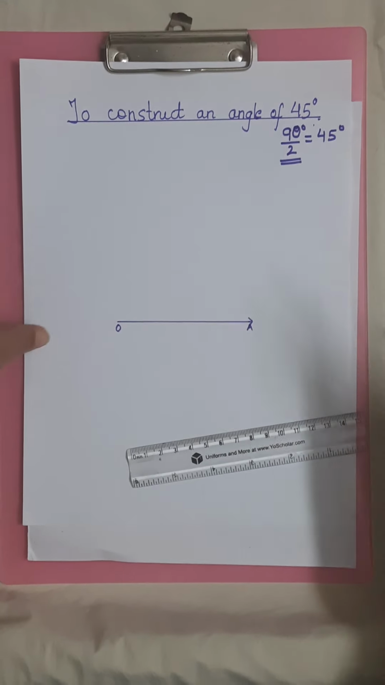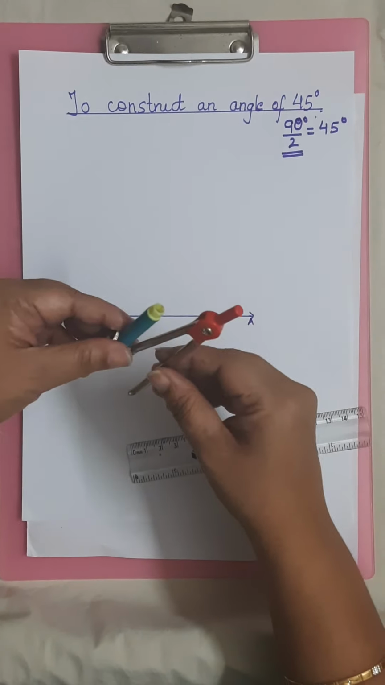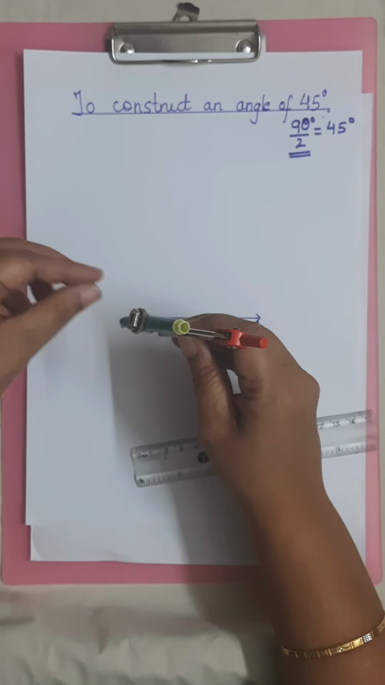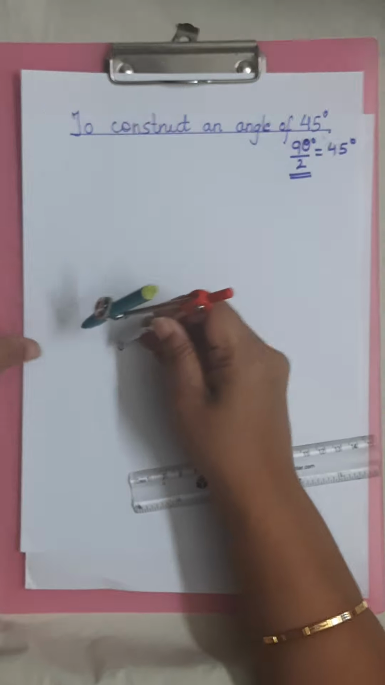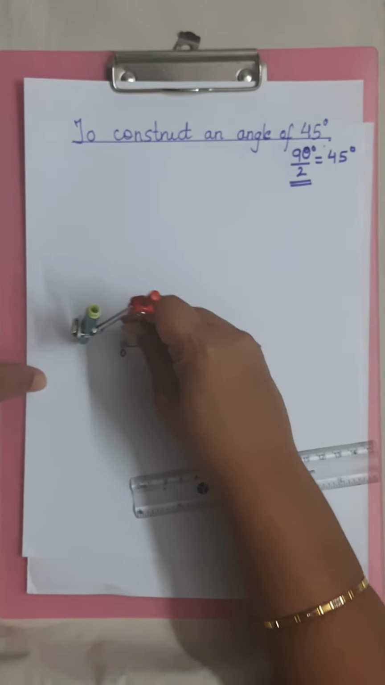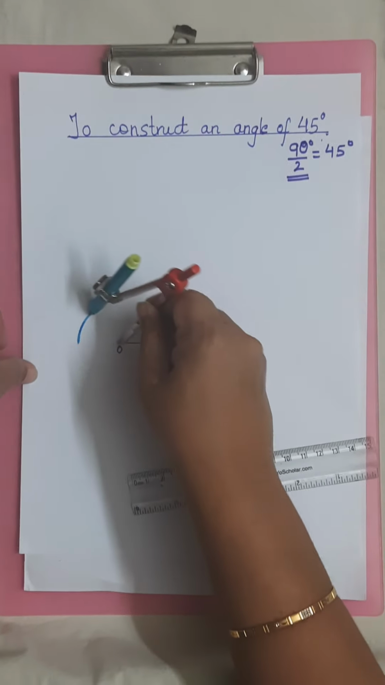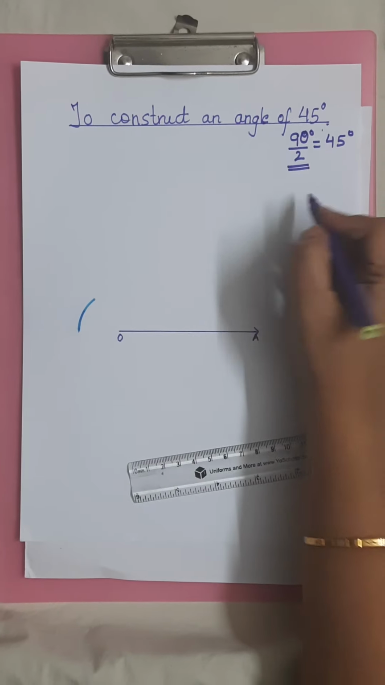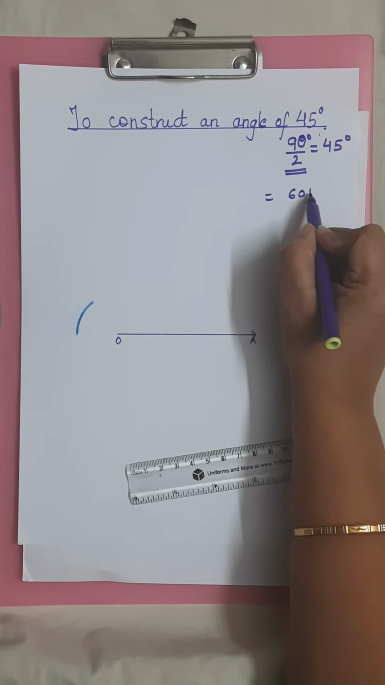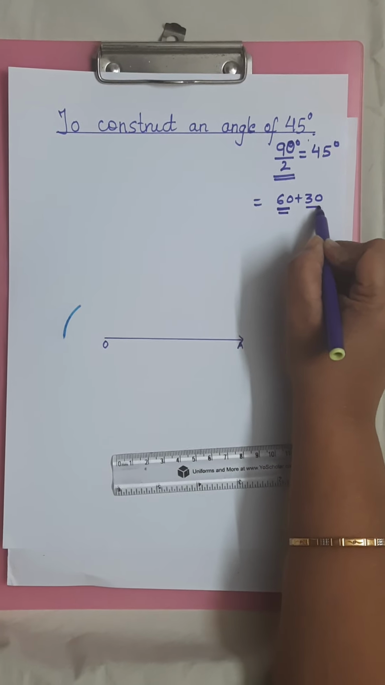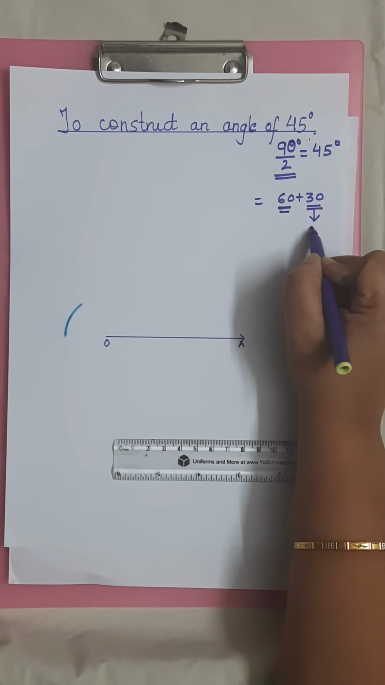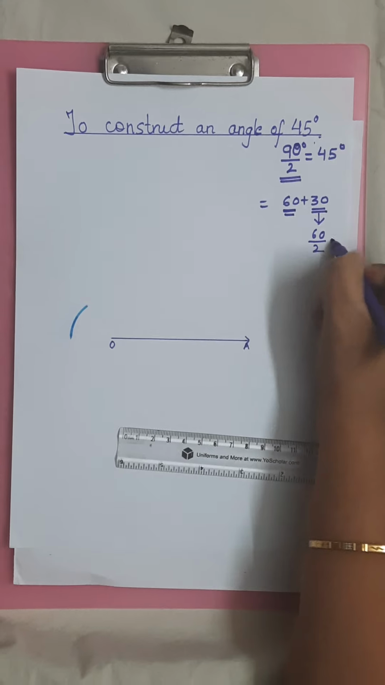For 90 degree, we all know, we have seen earlier. If not, you can check it in my playlist. We'll come to know how to construct 90 degree. But still, I'll give a recap of it. For 90 degree, we'll need what? Okay, let's see. We need 60 plus 30. That means first we will construct 60 and then we will construct 30 by bisecting 60 further.